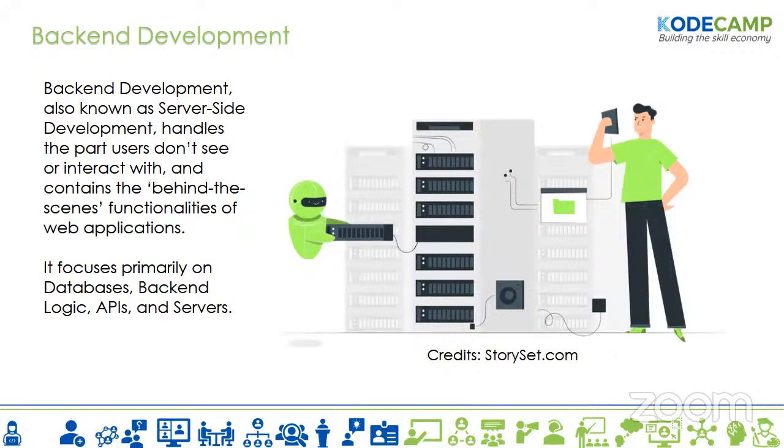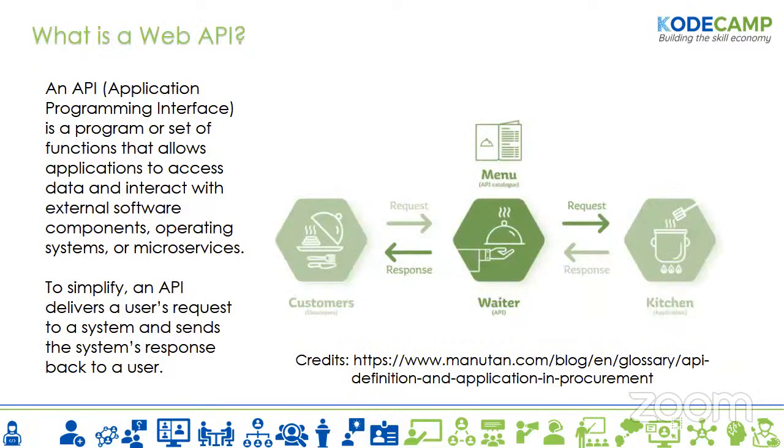Okay, so when we are talking about backend, you're going to have all the things we'll be talking about related to these areas: database, backend logic, APIs, and servers. So what is an API? Now, basically, an API is the core aspect of a backend developer's work. You're basically developing an API. Okay, so you're basically creating or writing or programming an API.